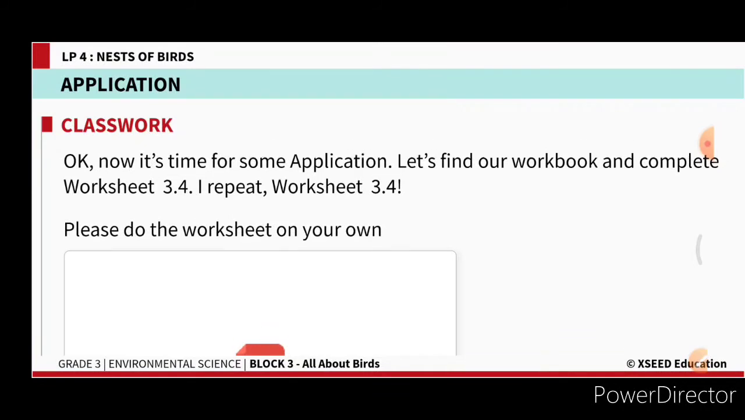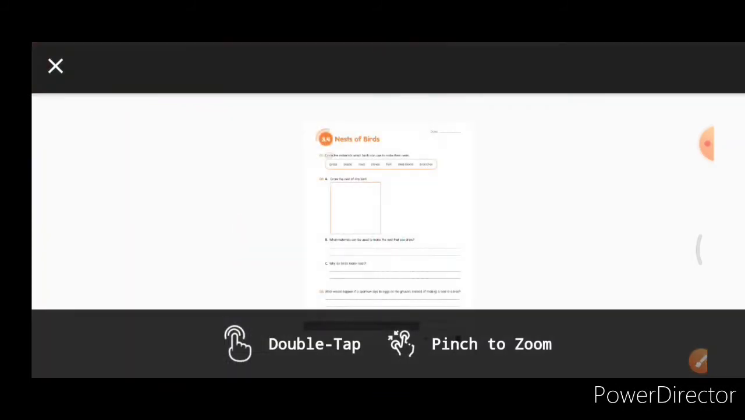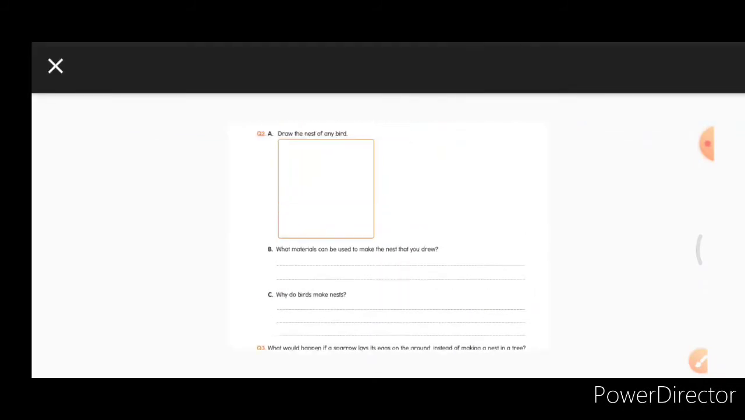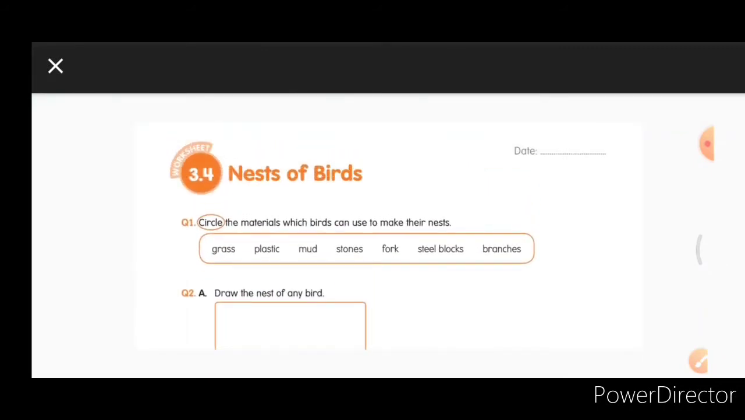Now, let us open our worksheet to 3.4. All of you open your workbook to this page. Put today's date. Nests of birds. Question 1. Circle the materials which birds can use to make their nests. So, in this help box there are different materials. You have to circle those with which birds can make their nests.